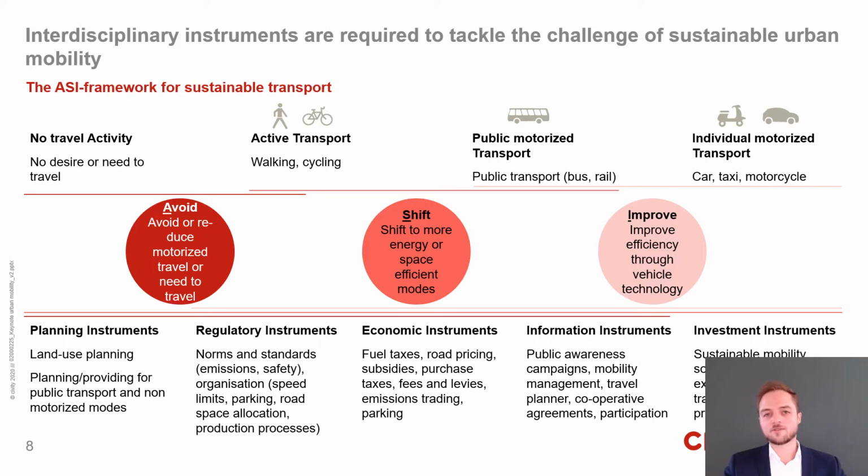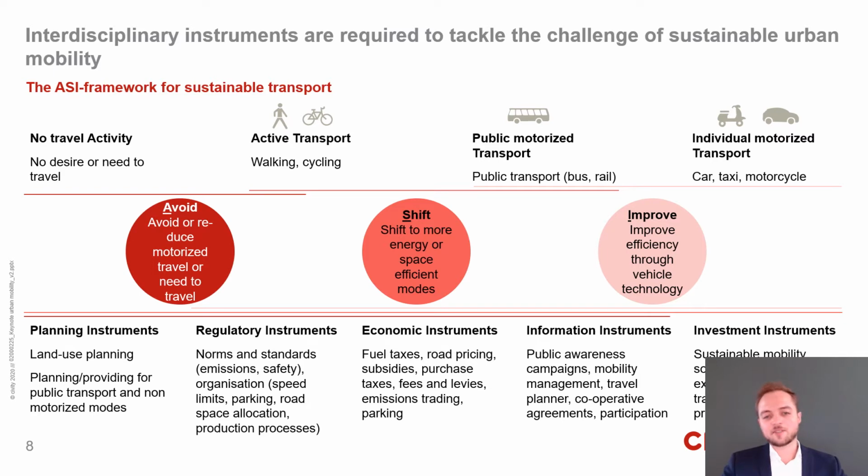First of all, we can try to avoid motorized travel wherever possible. That means we can replace physical mobility with digital mobility if it's possible. For example, by having a conference like this online instead of all of us traveling to Berlin or some other place. But we can also try to reduce the need for motorized travel if we shorten the trip distance, for example, through a more compact city development, so that walking and cycling become an alternative for specific trips we take.